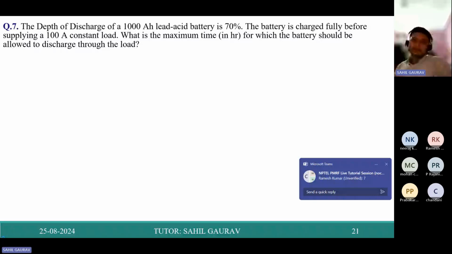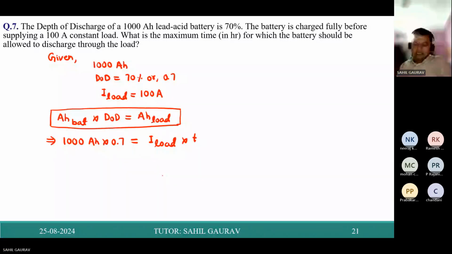So you cannot take all the energy from the battery, based on the depth of discharge. Only that amount of energy can be taken to provide energy to the load. So the ampere hour charge capacity of the battery is 1000 ampere hour, and the depth of discharge is 0.7. Here the I load is given as 100 ampere, and let us take T as the maximum time for which this battery should be allowed to discharge through the load. Since I load is 100 ampere, therefore T will be 7 hours. Therefore 7 hours is the correct answer.